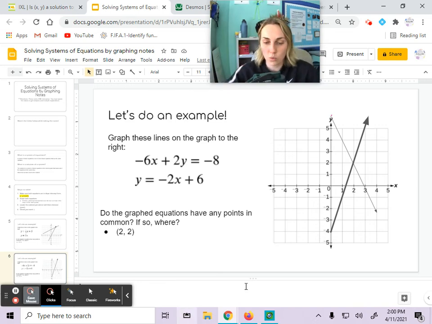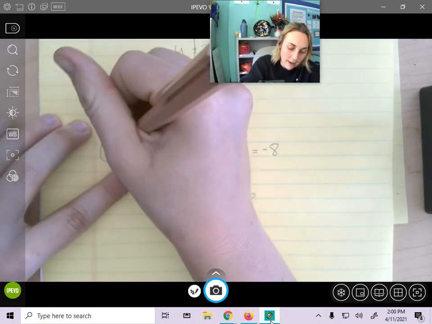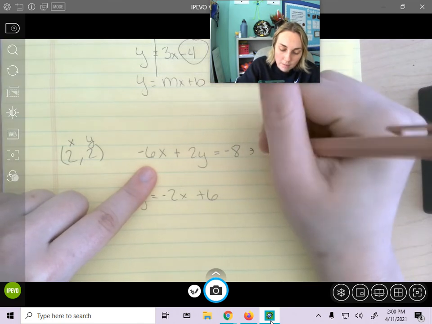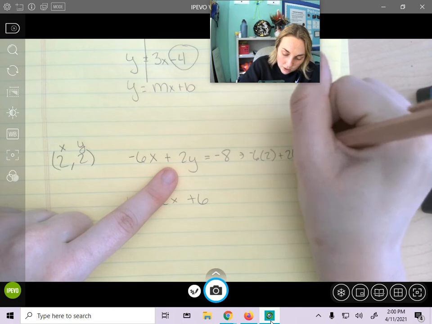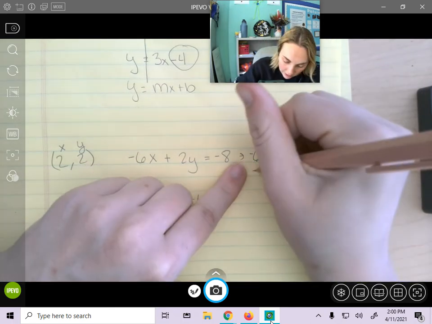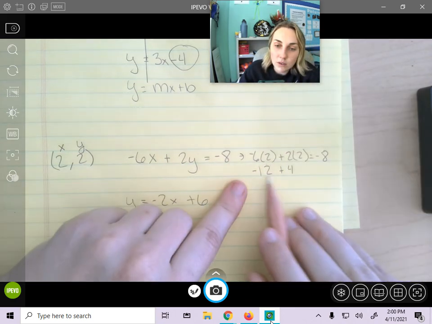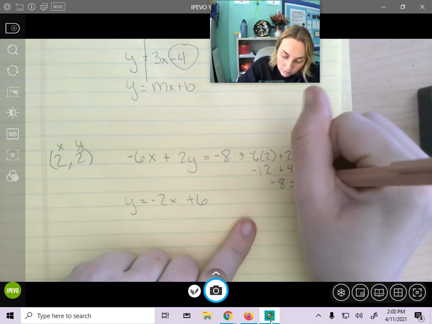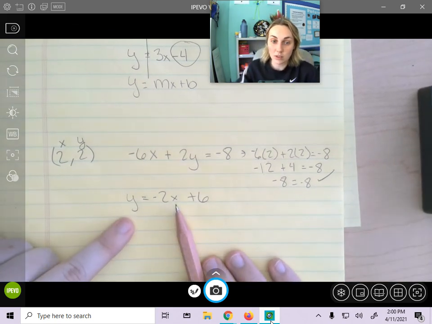All right, so let's go ahead and do it. My x value is a 2, my y value is also a 2. I'm going to substitute this into here. So my x value is a 2, my y value is also a 2, and I'm going to make sure that is equal to -8. All right, -6 times 2 is going to give me -12. 2 times 2 is going to give me 4. Well, -12 plus 4 is going to give me -8. Therefore, that does work out. That is a solution. So now I just need to make sure that this one works too.